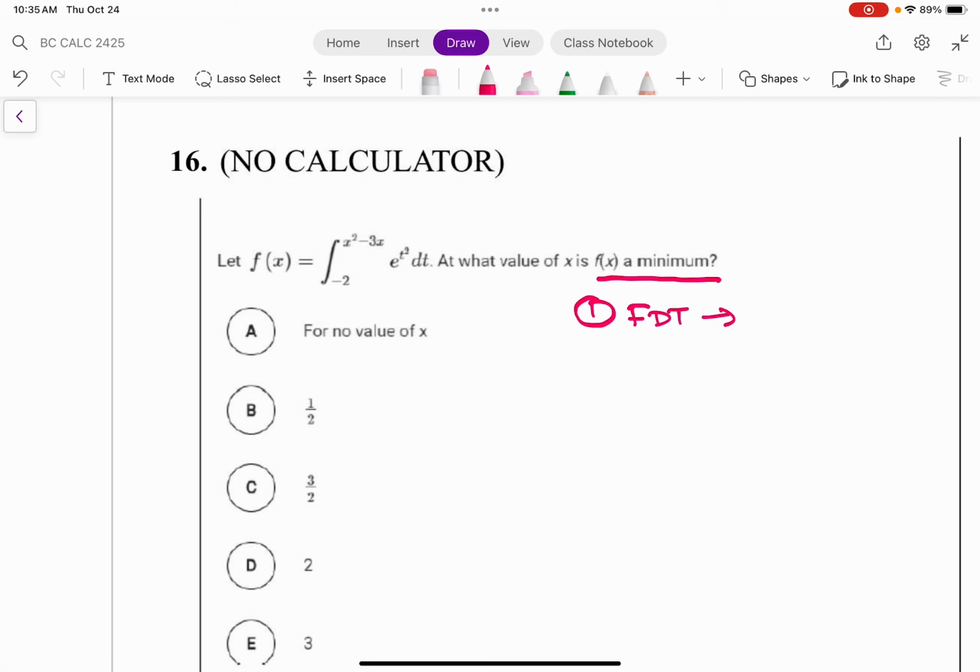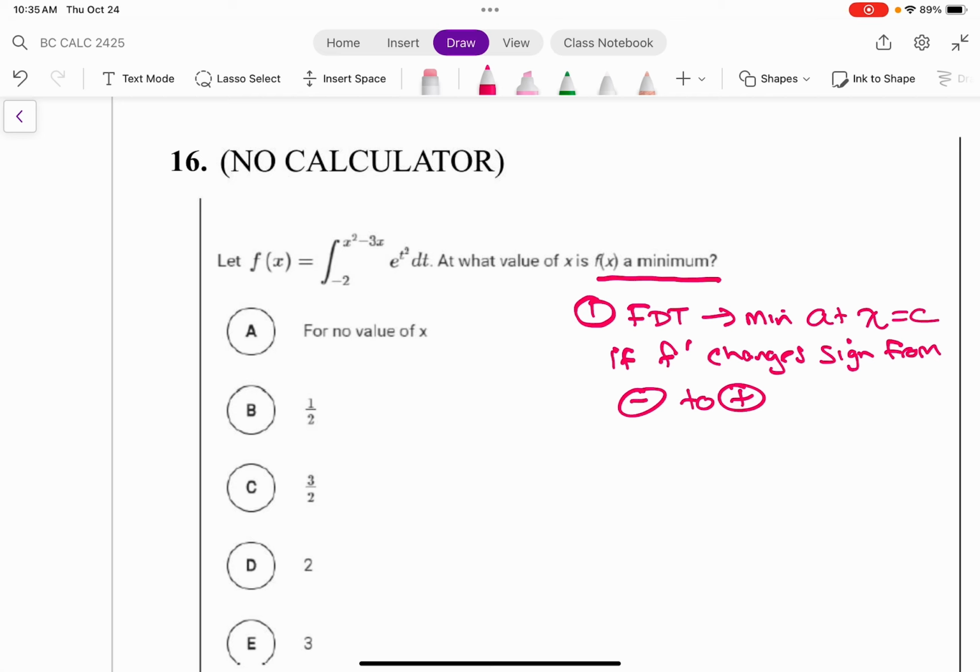which means that there's a minimum at x equals c if f prime changes sign from positive to negative. I'm sorry, negative to positive at x equals c. Negative would mean the function's decreasing, so that would make a min. The other way is the second derivative test.